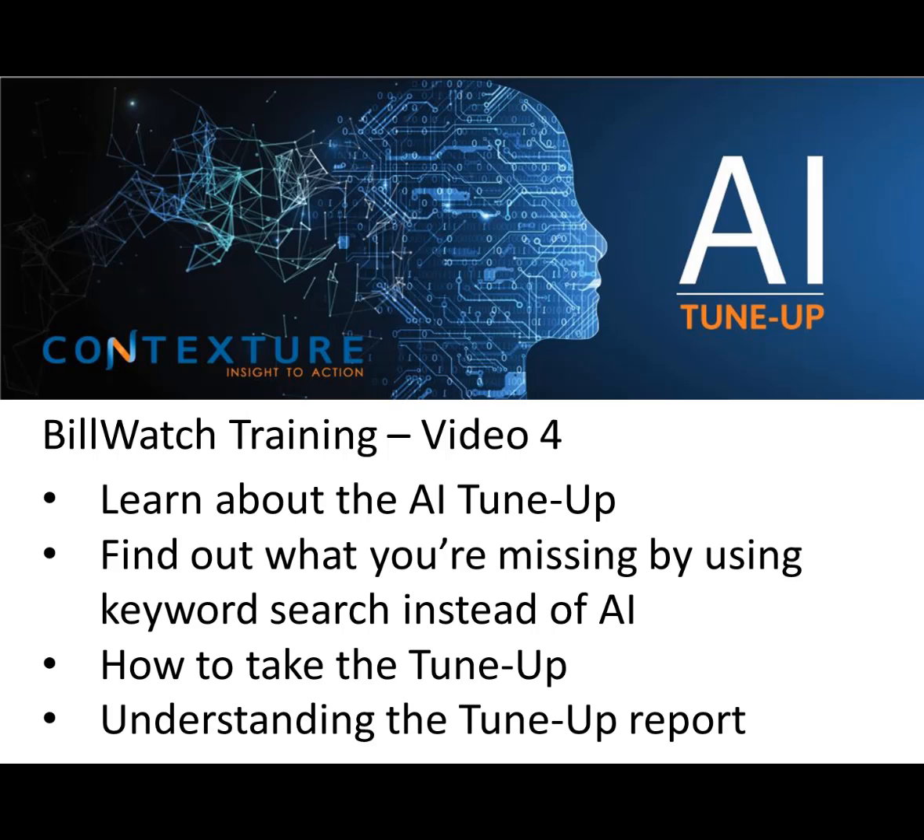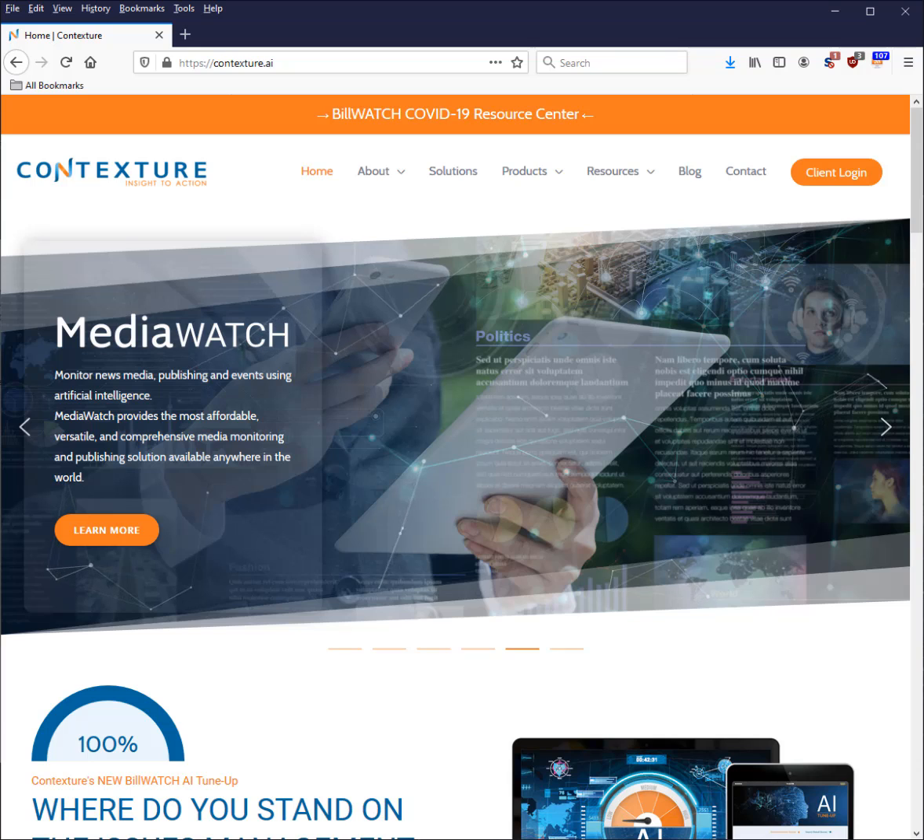The tune-up process will generate a report that you can download that compares our recommendation engine results with your keyword search results and shows you what you're missing, some false positives your keywords may have picked up on, and some insights about the regulatory landscape for your industry of interest, all generated automatically and on the fly by the Contexture platform. To start the tune-up process, we're here on the Contexture homepage, contexture.ai.